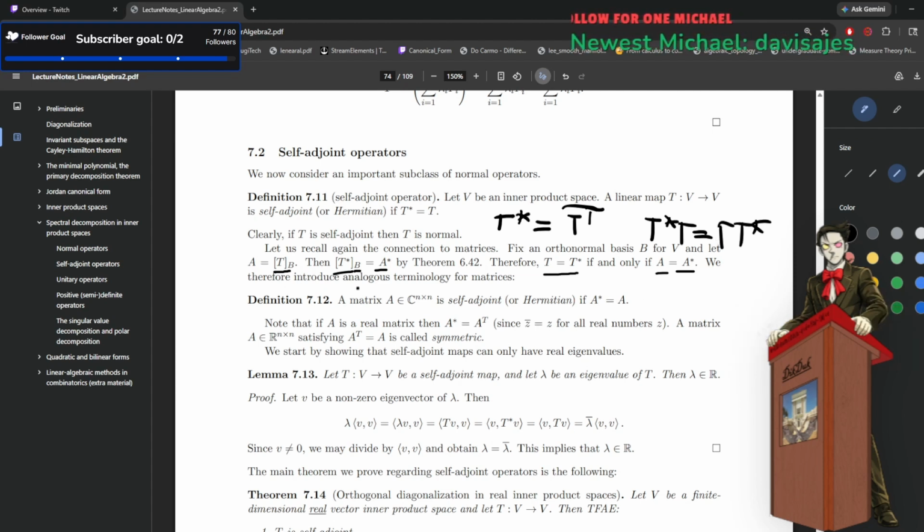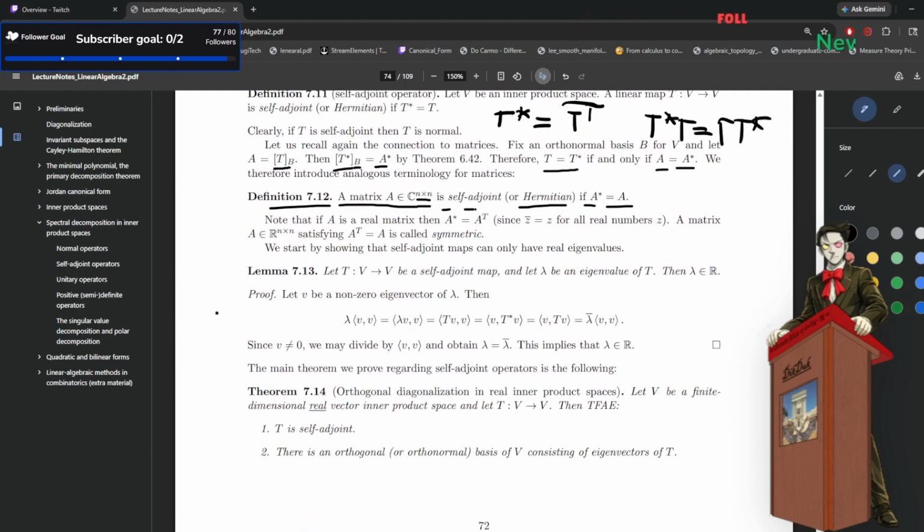We therefore introduce analogous terminology for matrices. Definition 7.12. A matrix A in the complex square matrix space is self-adjoint or Hermitian if A star is equal to A. Note that if A is a real matrix, A star is equal to A transpose, since Z bar is just equal to Z for all real numbers Z.